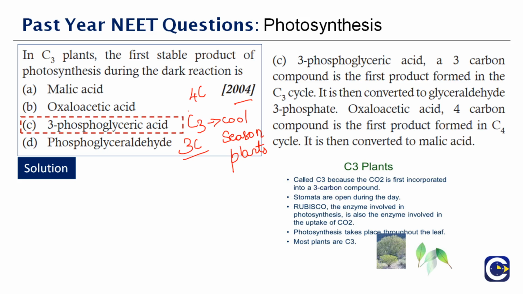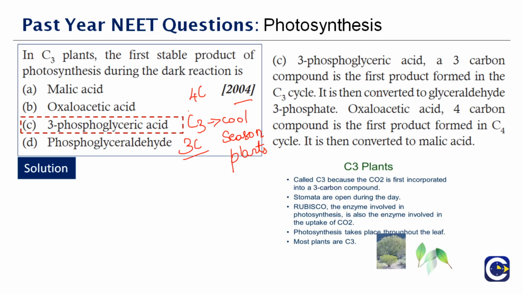3-phosphoglyceric acid, a 3-carbon compound, is the first product formed from the C3 cycle. It is then converted into glyceraldehyde 3-phosphate. We are talking about the first stable product. If they did not mention it is first, you would have had confusion whether it is phosphoglyceraldehyde or phosphoglyceric acid. Since they have clearly mentioned the keyword first, you have to identify the answer to be phosphoglyceric acid. Here you have a small PPT slide attached to your right side.